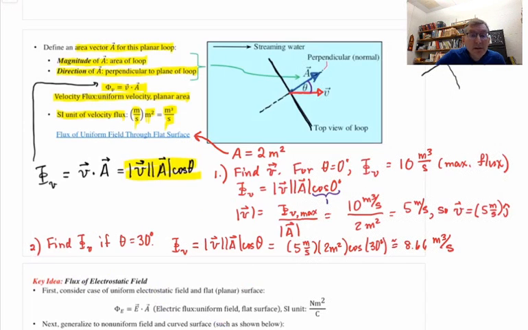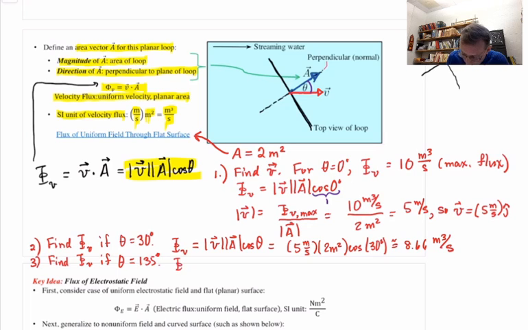All right. Now I want to do another one. I want to find phi sub v if the angle between n hat, or the area vector, same thing, and v is 135 degrees. You try it. Pause the video, try it on your calculator. It's good practice, and then let's see what we get.